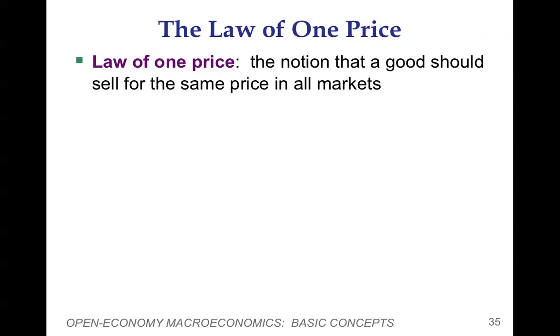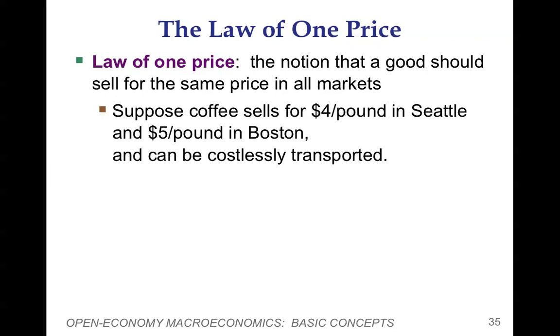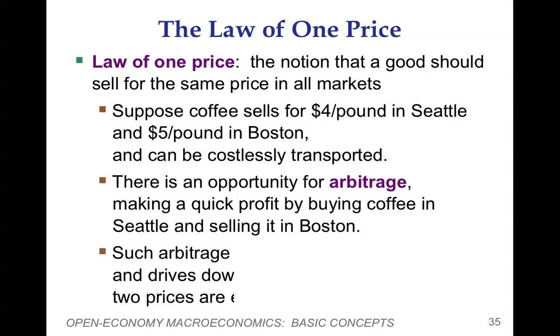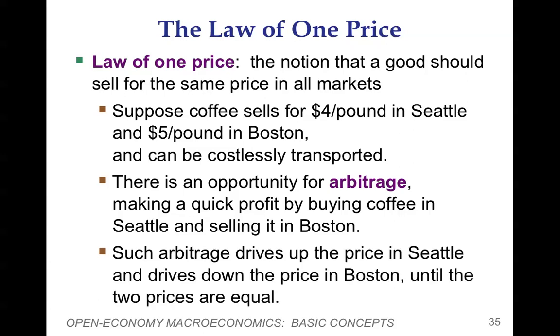Law of one price, the notion that a good should sell for the same price in all markets. Now, suppose coffee sells for $4 a pound in Seattle and $5 a pound in Boston and can be costlessly transported. Now there's an opportunity for arbitrage, making a quick profit by buying coffee in Seattle and selling it in Boston. In essence, that is going to raise the price in Seattle and drop the price in Boston, so the price of Starbucks coffee is going to be equalized between Seattle and Boston. It drives up the price in Seattle, drives down the price in Boston until the two prices are equal.